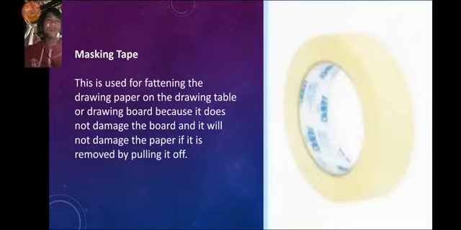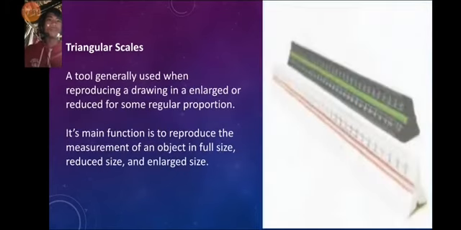Then may maraming mga purpose siya itong masking tape din. Basta gusto mo siyang i-paste sa area na gusto mong ilagay, yung paper or design. Yun. Then, next, triangular scales.